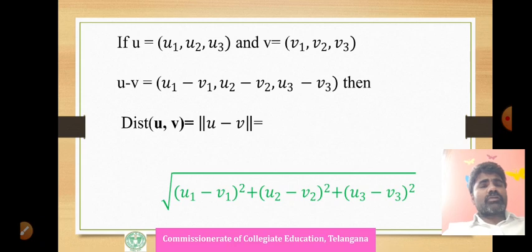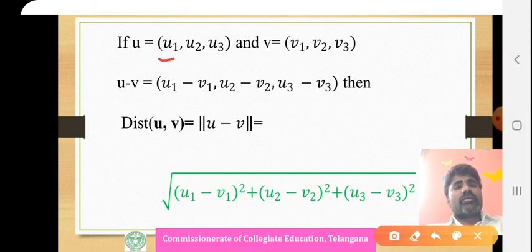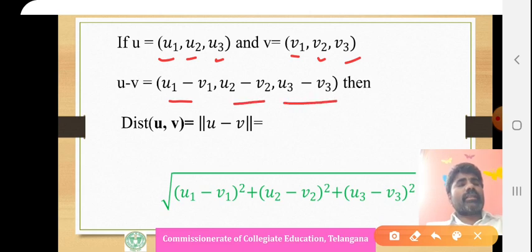Now if u equals u1, u2, u3 and v equals v1, v2, v3, triples with three components, they belong to R cube. Similarly, it can be defined for R square, R4, R5, R^n for any value of n. Then u minus v is u1 minus v1, u2 minus v2, u3 minus v3.